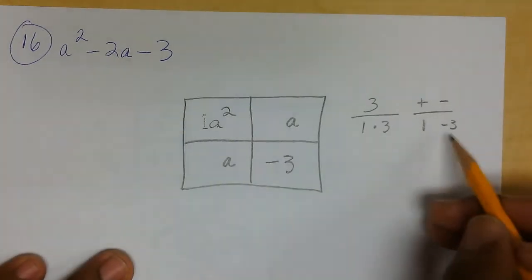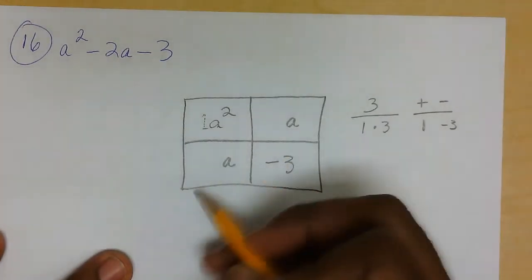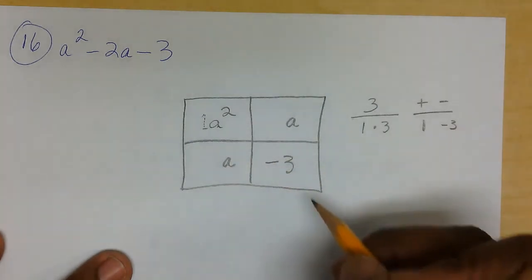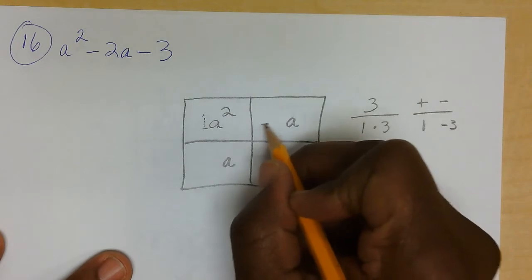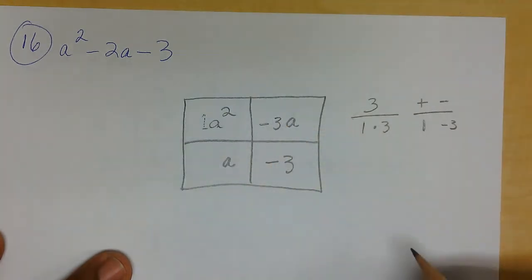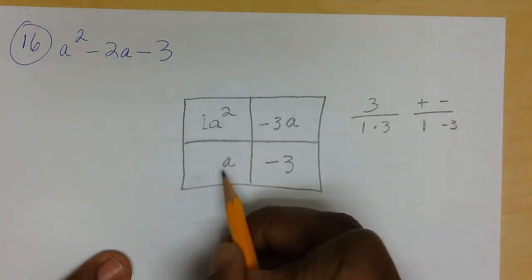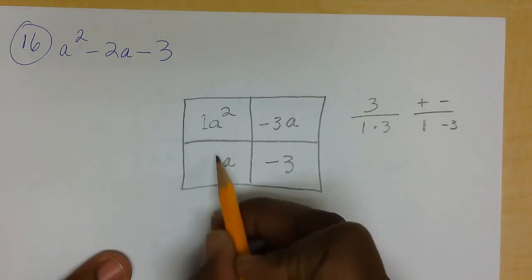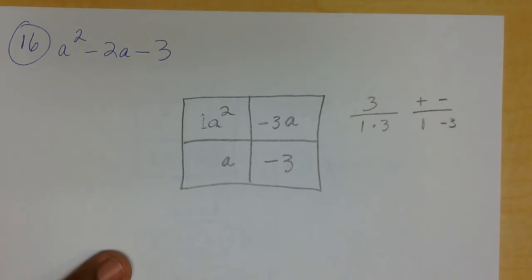Okay, so now we're going to plug these two factors into our box. It doesn't matter which box I put it in. So I'm going to make this one -3, and this one is 1. And since it is just 1, I'm not going to write it, but there's a 1 right there.